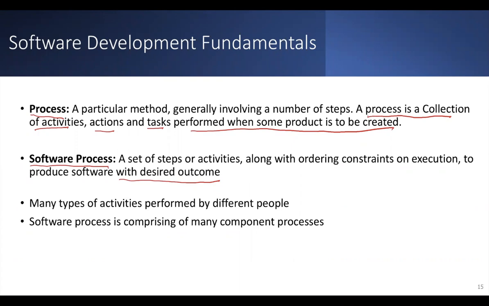Software process comprises many component processes, so it's not just one process. We will see that the software process comprises many phases. Each phase, like requirement analysis, design, and then we do coding, and then we do testing, and then we do maintenance, and then we do deployment. So it is not just one process, it's a collection of processes. Many component processes all together are used to define the entire software process.